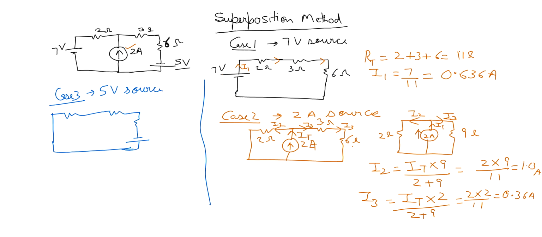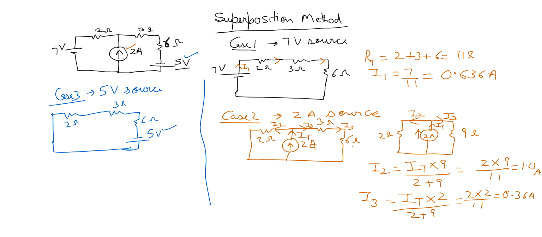5-volt, 6 ohm, 3 ohm, and 2 ohm. So I'm considering current sources as open circuit and voltage sources as short circuit when considering one source at a time. If I'm considering the 5-volt source here, the rest of the sources, if it is a current source, will be considered open circuit. If it is a voltage source, it will be considered short circuit.